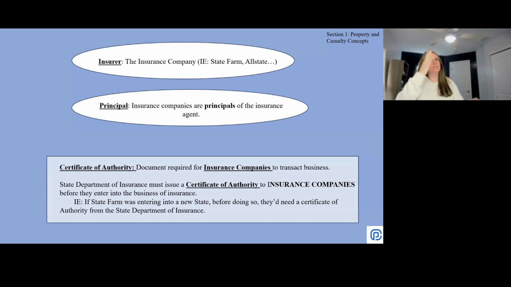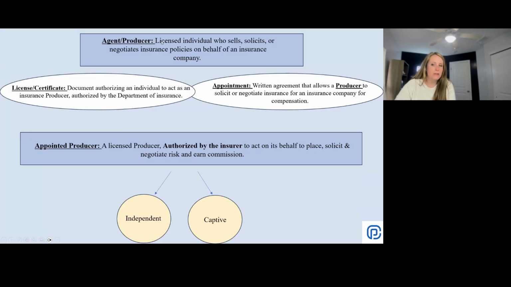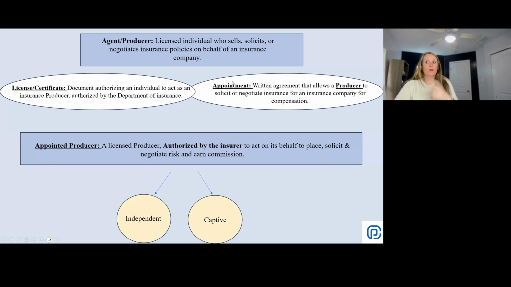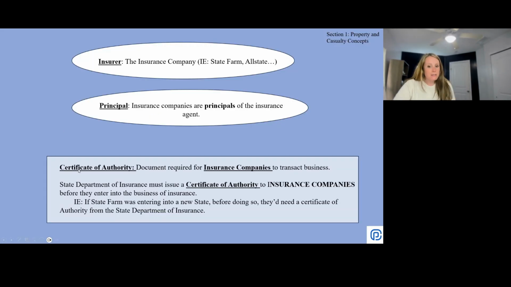So for example, if John Smith is the agent, John Smith would be the agent, right? Or the producer. That's the individual that is licensed, authorized to sell, solicit, negotiate insurance. The company would be State Farm, for example, right? If it was John Smith, State Farm. When an insurance company decides they want to move into a new state, for example, what they need is a certificate of authority, right? So as an individual, when we want to start working for a company, what we need is that A word, right? The appointment. What an insurance company needs is that certificate of authority.